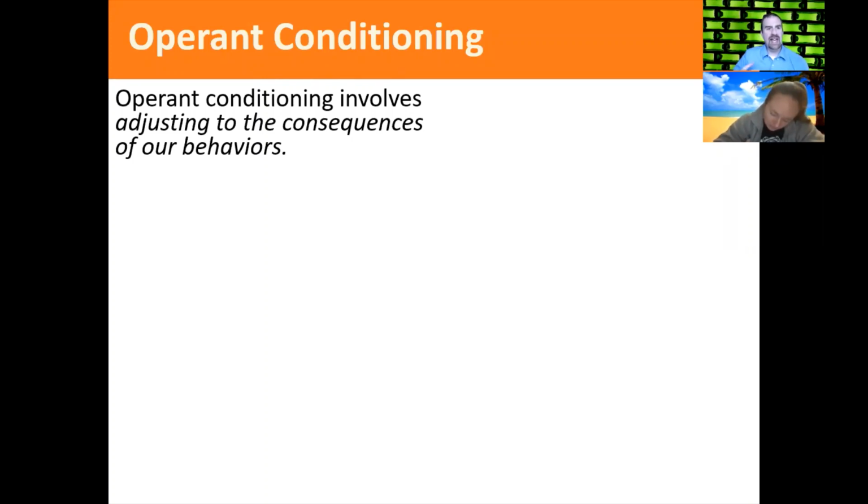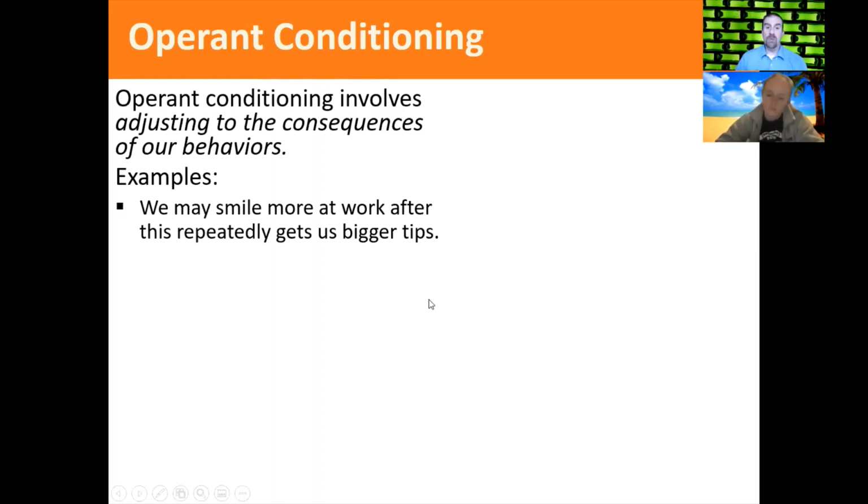And so again, we're going to adjust our behavior based on the consequence of that behavior. So how likely we are to do something based on what we're going to get. And there are some clear examples of this, others you might think of. We smile more at work after this gets us repeatedly bigger tips.